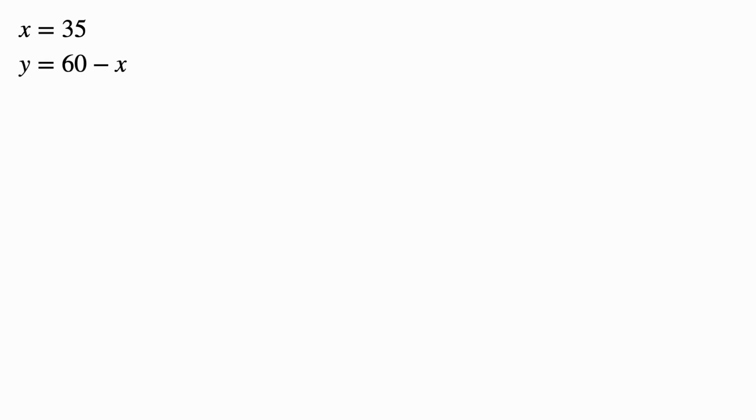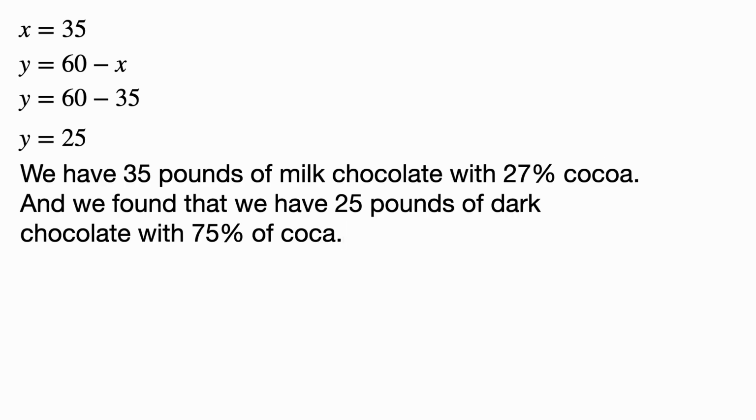Now we want to find y, the pounds of the dark chocolate that we need. Putting this in the original equation of y equals 60 minus x, first we'll substitute x with 35, the pounds of milk chocolate that we have just found. And when we do 60 minus 35, that will be equal to 25, where we have found y to be 25, which is 25 pounds of dark chocolate.